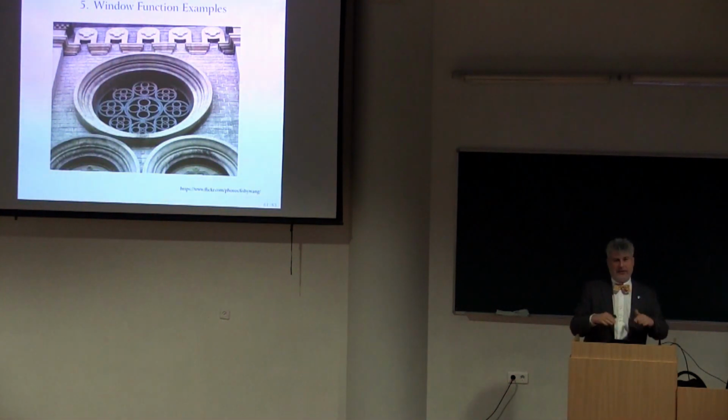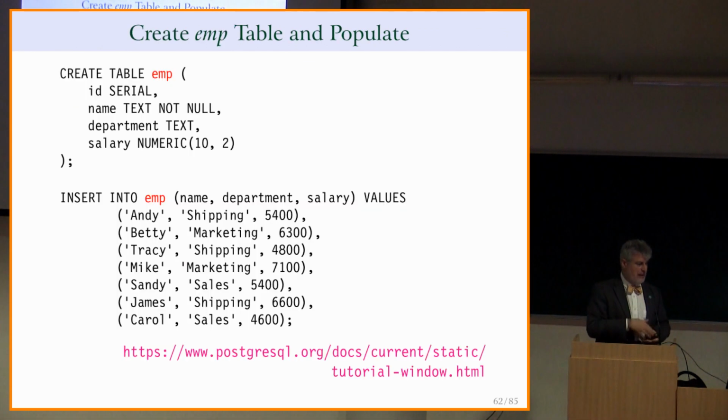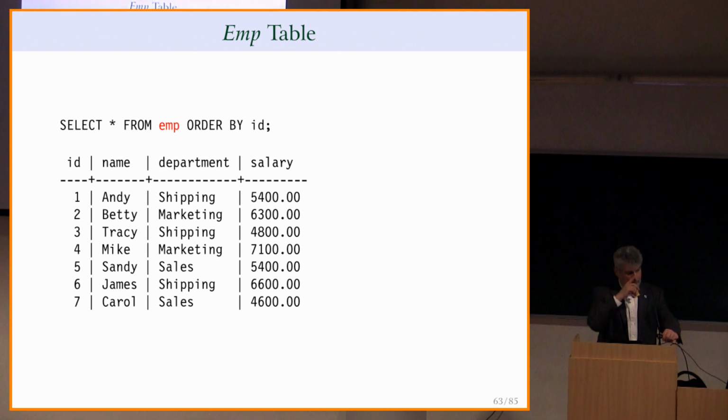Great. Now this is where we start to make use of this, and we have actual examples, and I think you'll start to see the practical use of the window function. So to start out, let's create a table called EMP for employee. We're going to create an empty table and put 7 employees in. This is what they look like. They have departments and they have salaries.